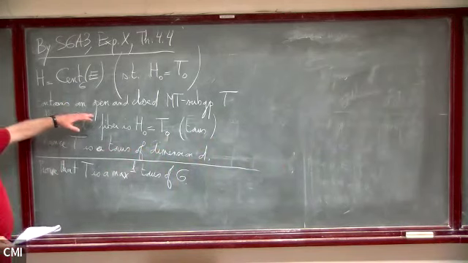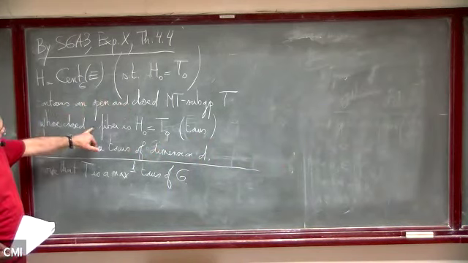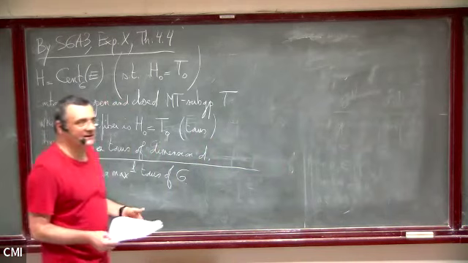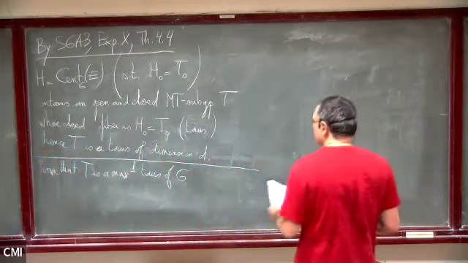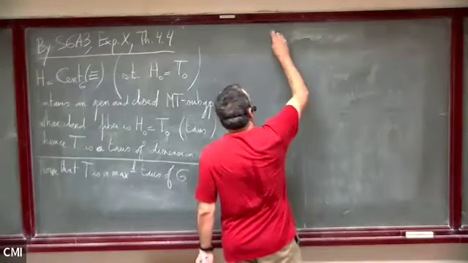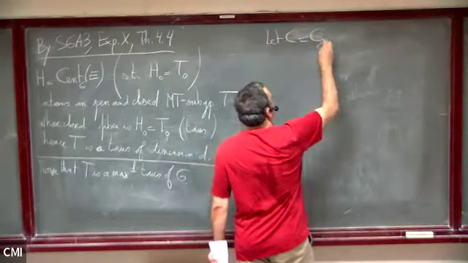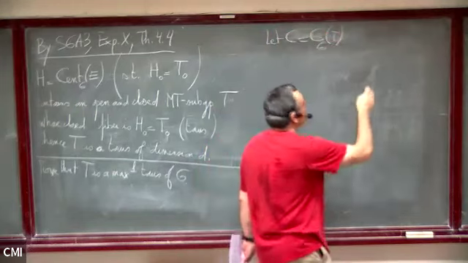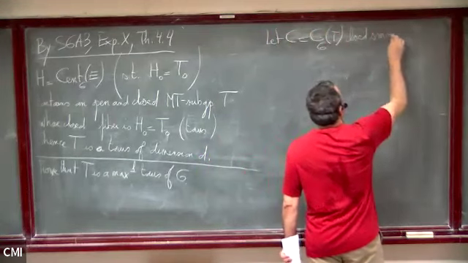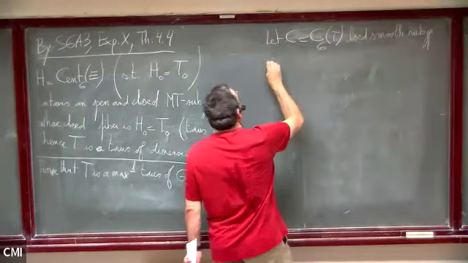It is H naught. So in general, it is an open and closed subgroup, but it is connected, so it has to be the connected component of H naught. And so to prove that T is a maximal torus, consider again the centralizer. So let C be the centralizer in G of T. And again, this is a closed subgroup of G.